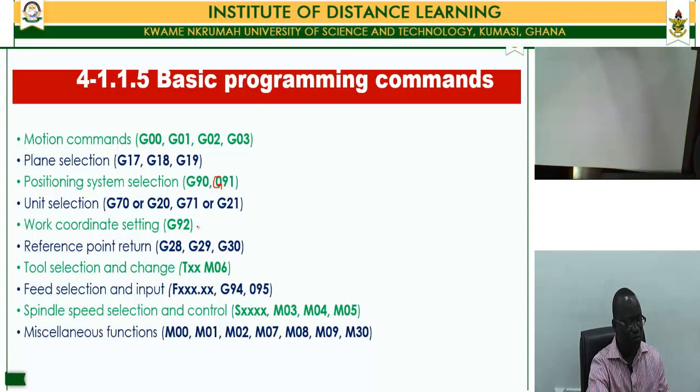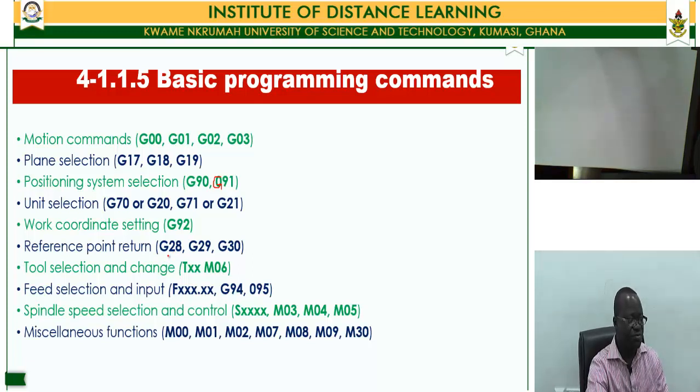Then we have what we call the work coordinate setting, which is G92. For instance, if you want to move the work coordinate position when you're doing a repetitive task, then it may be important to shift the work coordinates at any point and then use the same command lines to execute the task. That is the work coordinate setting.